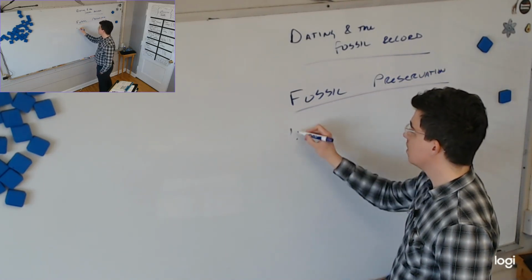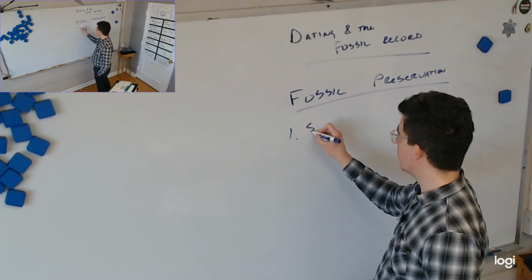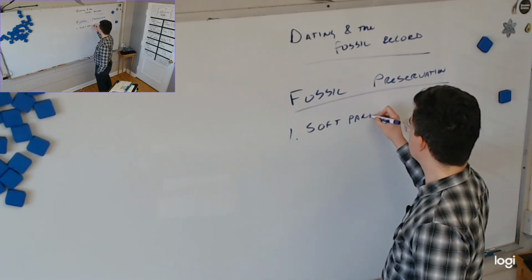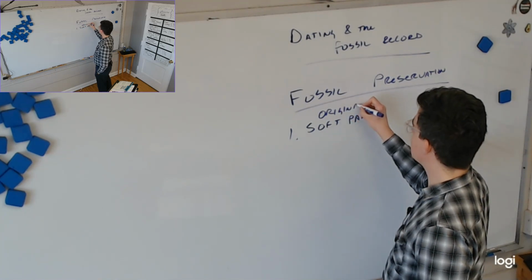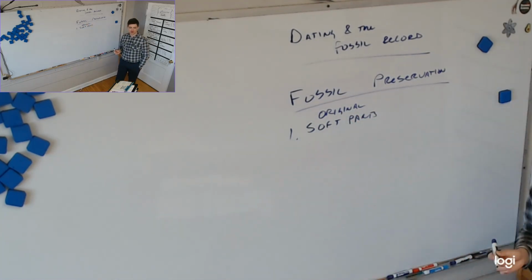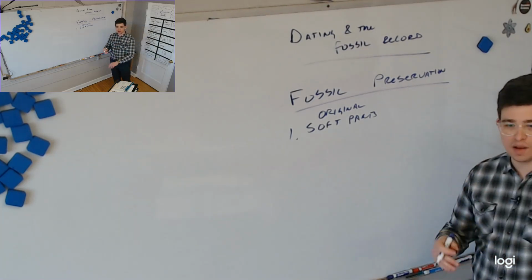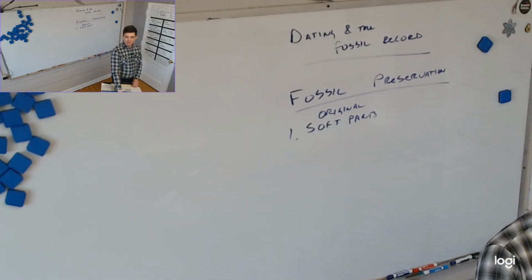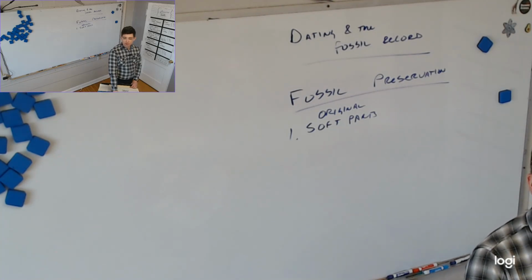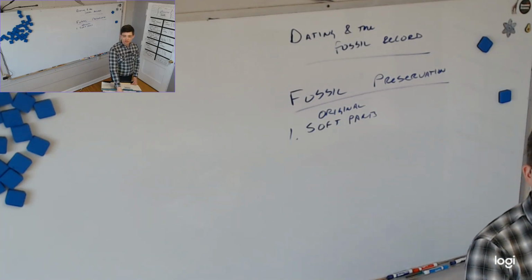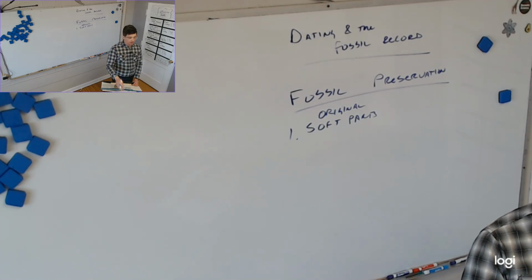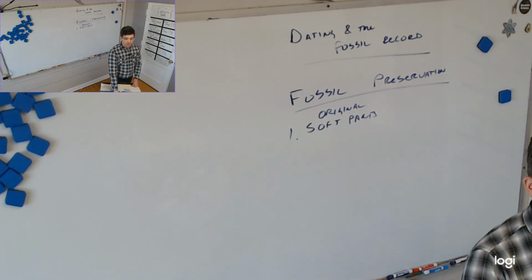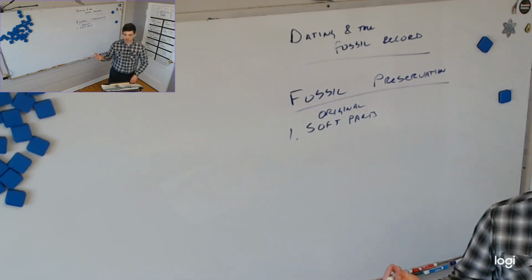The first way, I would say this is the rarest way, is original soft parts. You guys got some soft parts? What's a soft part you have as an organism? Skin. Armpit hair? Yep. What else? Cartilage. Yep. What else is soft parts? Please stop getting distracted. Gums. Yeah, what else? My nose. Tissues, organs, nose. Yeah, all those things are soft parts.